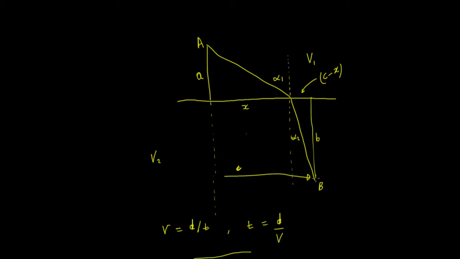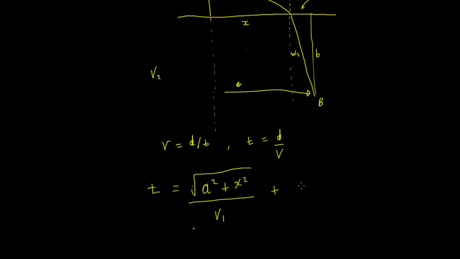Now we're interested in the time it takes to travel from here to here. Well, that's going to be the square root of b squared plus (c minus x) squared, which gives us this length here. So we'll have the root of b squared plus (c minus x) squared, all upon v2.